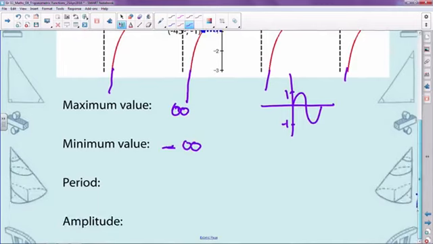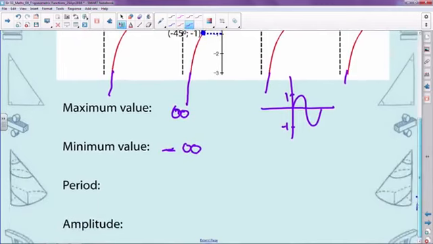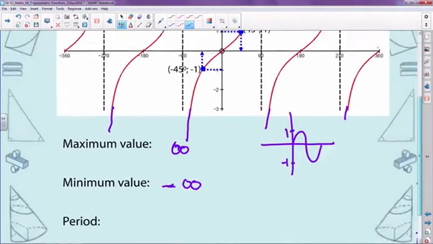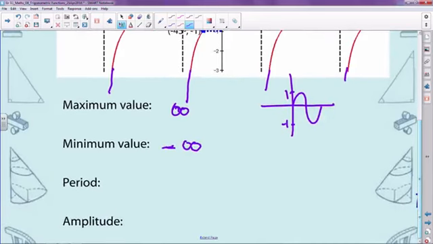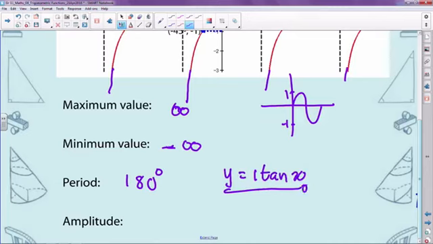Right? And then now you look at your period. This graph is going to repeat every 180 degrees. So your period here is 180 degrees, and then your amplitude, remember what we said. This will be your tan x, it's 1 tan x. So your amplitude is 1. There are things that are common with these parent functions.